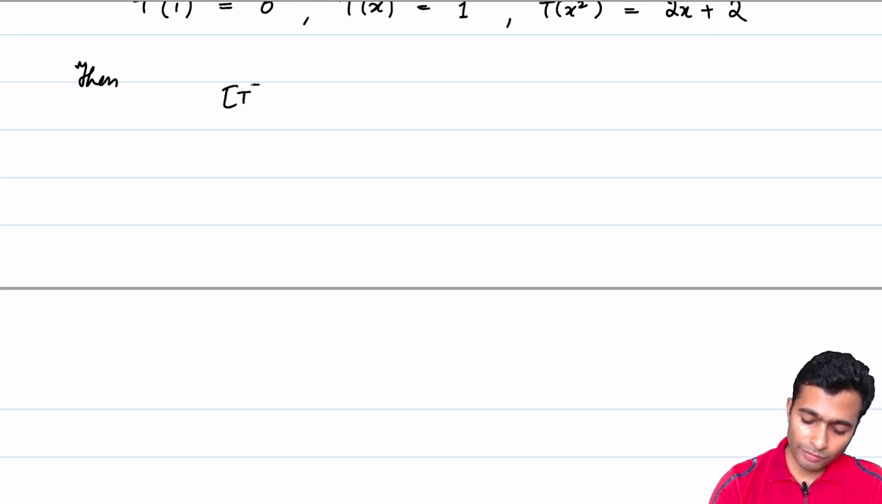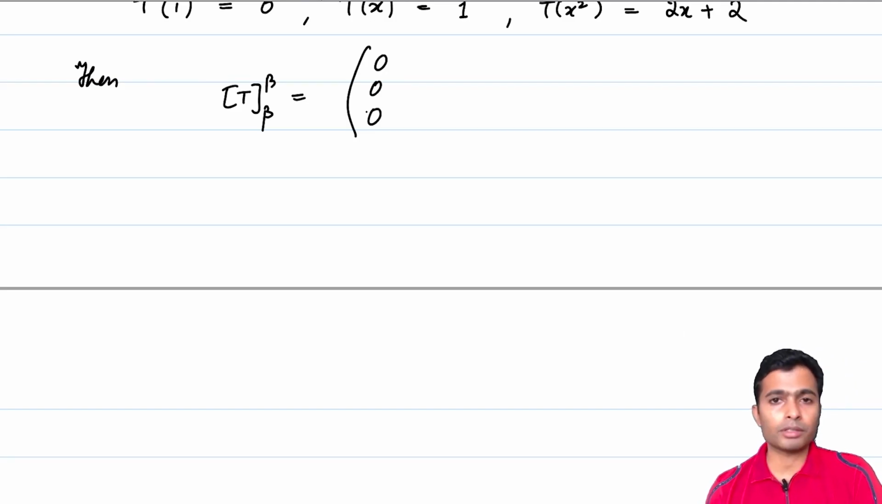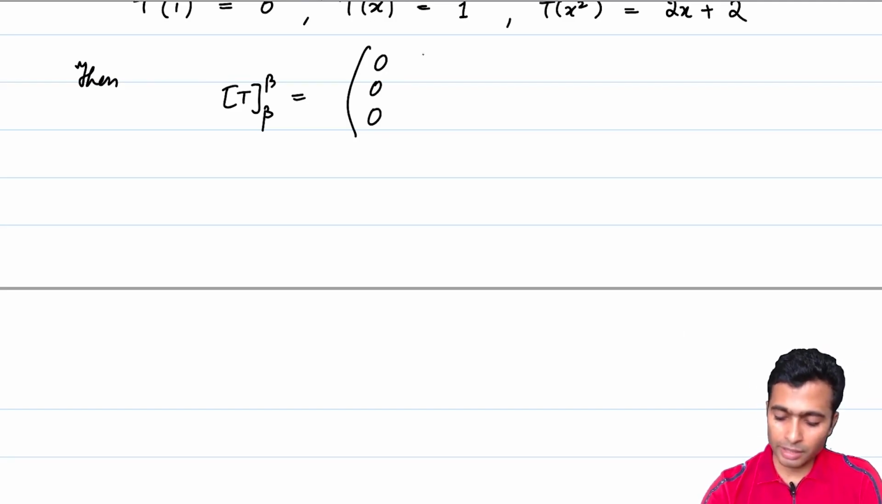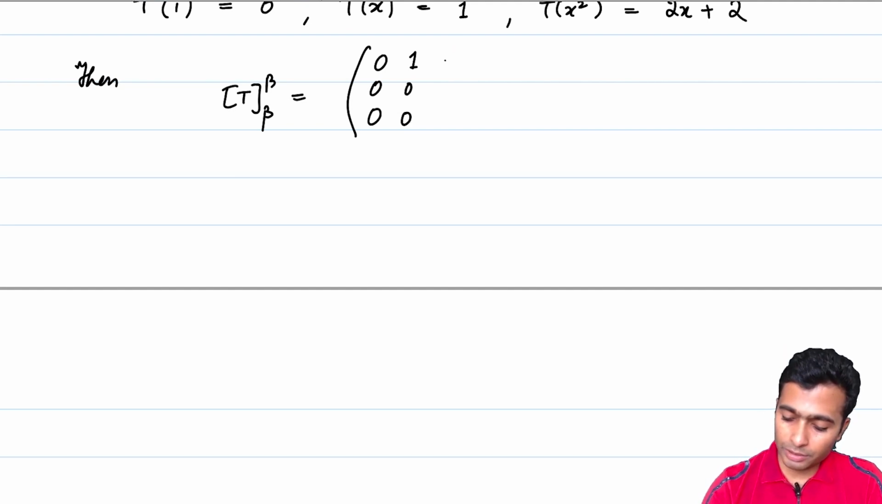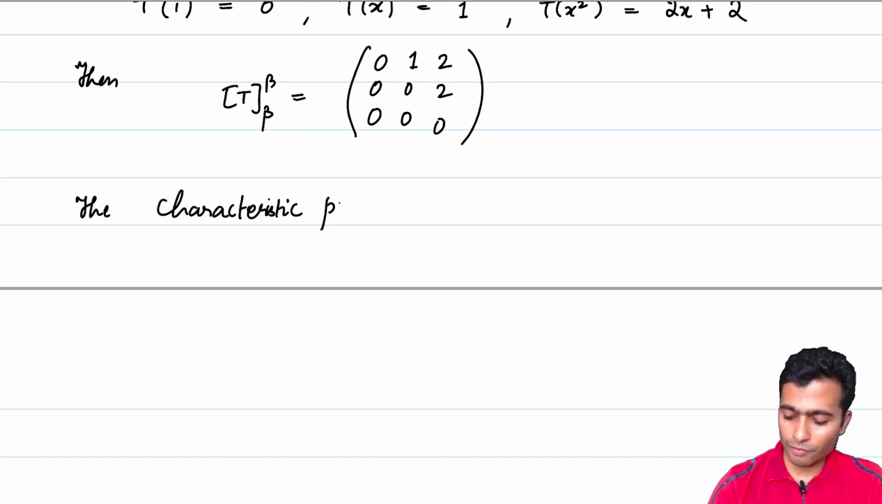And from this, we can directly write the matrix of T with respect to beta. It has 0, 0, 0 in the first column, because 0 is represented in this manner. How about 1? 1 is represented as 1 times 1 plus 0 times x plus 0 times x square. And 2x plus 2 is represented by 2 times 1 plus 2 times x plus 0 times x square. Good. So what is the characteristic polynomial of T beta?